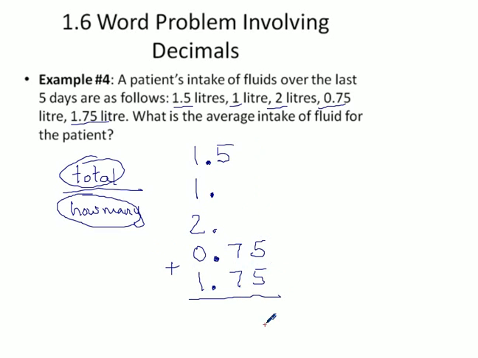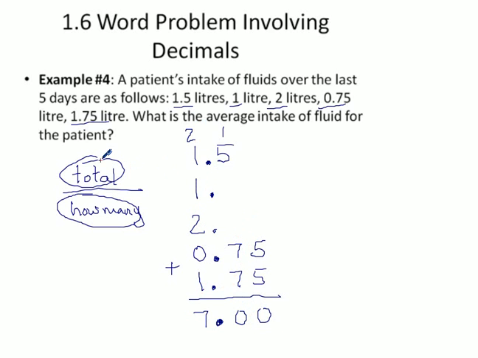Nothing, nothing, nothing. 5 plus 5 is 10. Carry a 1. 1 plus 5 is 6. 6 plus 7 is 13. 13 plus 7 is 20. Don't forget your decimal. 2 plus 1 is 3. Plus 1 is 4. Plus 2 is 6. Plus 1 is 7. Fluid intake's been 7 liters over the last 5 days.